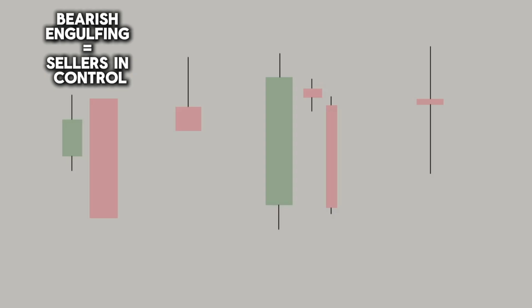Sometimes people use these types of indications or signals as a potential reversal. Okay, now what we have here next is the shooting star.